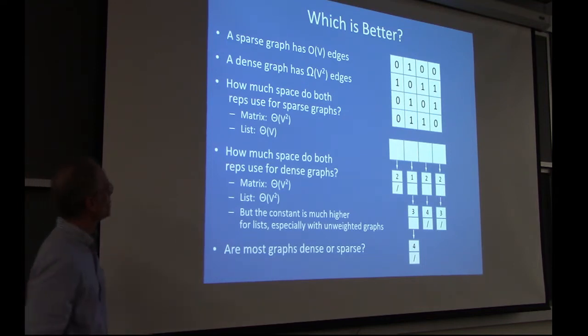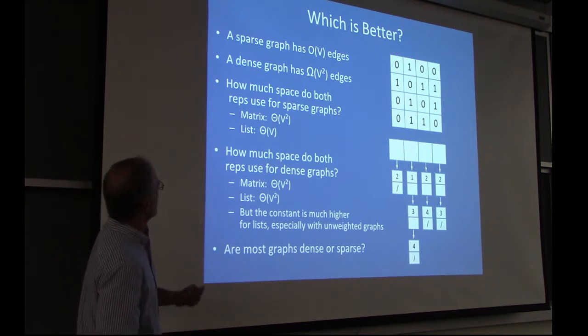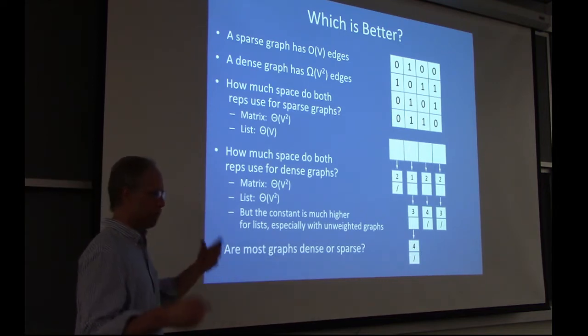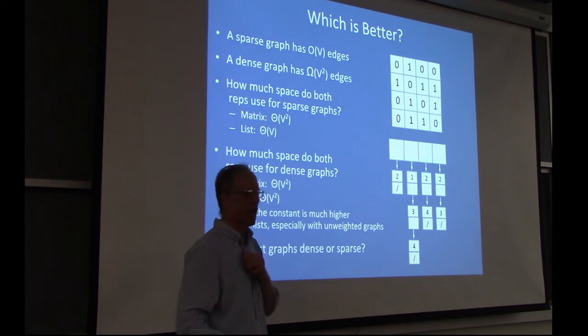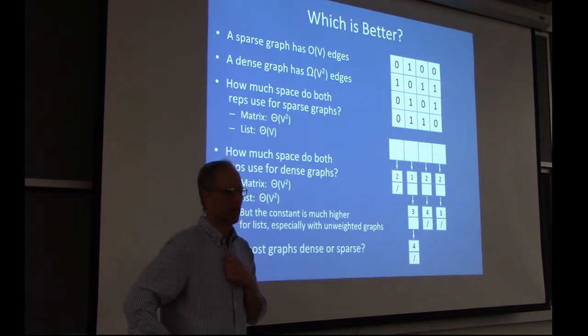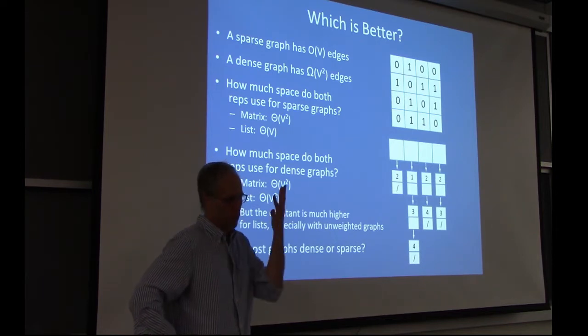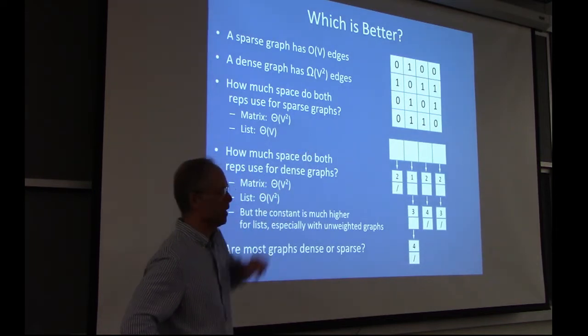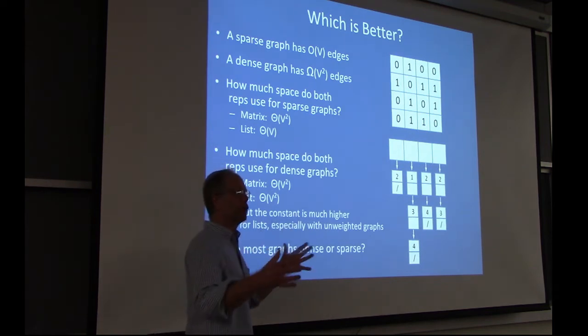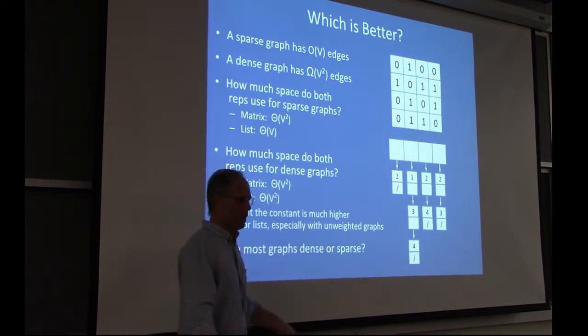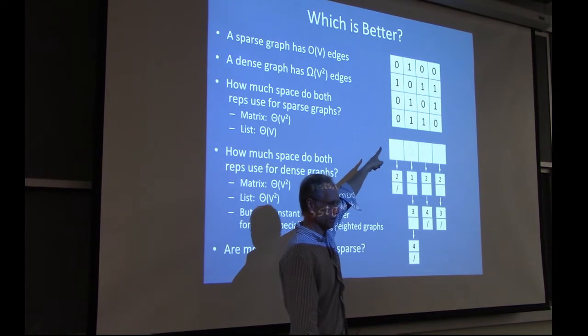Okay, so the rule of thumb is, if we have a sparse graph and we use an adjacency matrix to represent it, how much space does that take? V squared. It's completely insensitive to how many edges. So you take a graph with no edges at all, it's still going to take V squared space to store it.